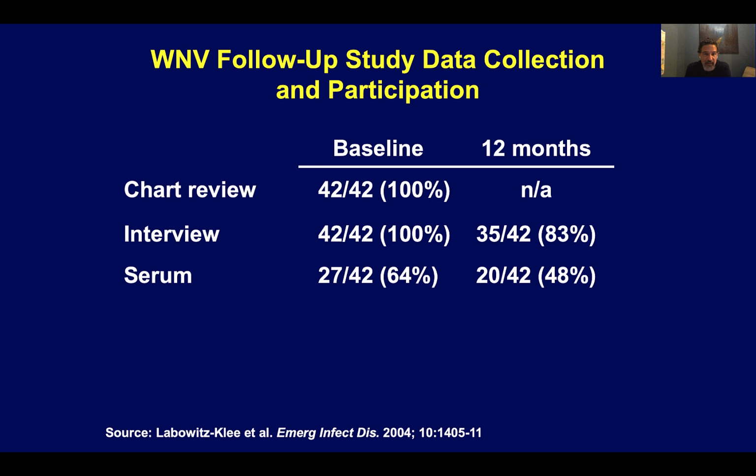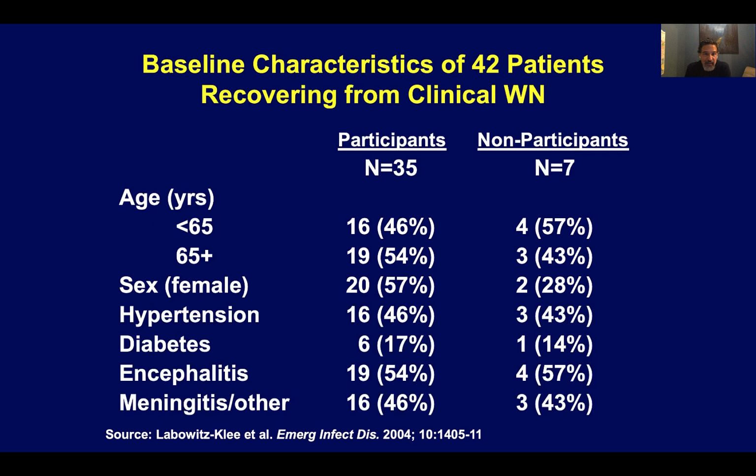This gives you a sense of the participation. There were 42 people who were eligible. We were able to do a baseline interview on everyone as part of the outbreak investigation, but we only had serum on a much smaller number of those patients, and we only had a 12-month follow-up interview on 35 of the 42 patients, so 83% of the survivors. And this gives you a sense of the participants compared with the non-participants. We tended to lose people who were younger and had higher participation among people who were older.